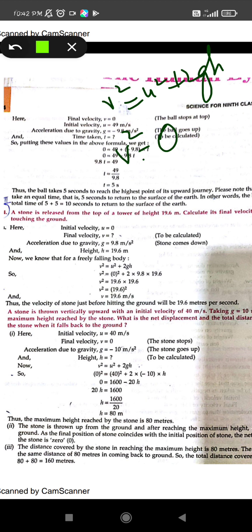Have you got this question? If you have any doubts, you can just ask. We will be discussing more in the online classes if you want to.